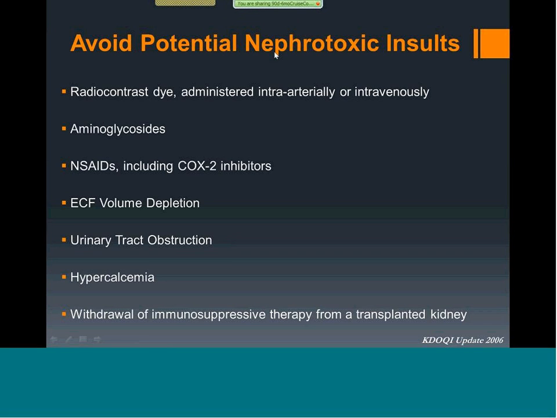It's also important to avoid nephrotoxic insults, so the patient doesn't get contrast unless they have to. Avoid use of aminoglycosides. It's important to avoid the use of non-steroidals. And these non-steroidals, as you know, are available over the counter, and patients could get them without a physician prescription. And so counseling needs to happen to prevent patients from using non-steroidals.